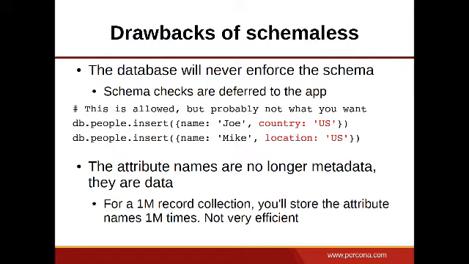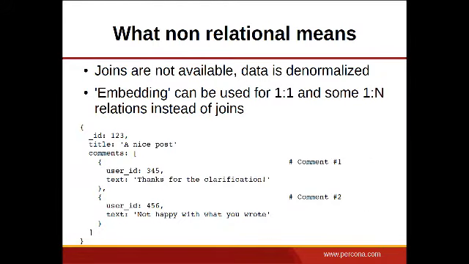Now, the second aspect of schema design is that MongoDB is non-relational. So what does non-relational mean? Basically, non-relational means, well, we don't have joins. We don't have relations.